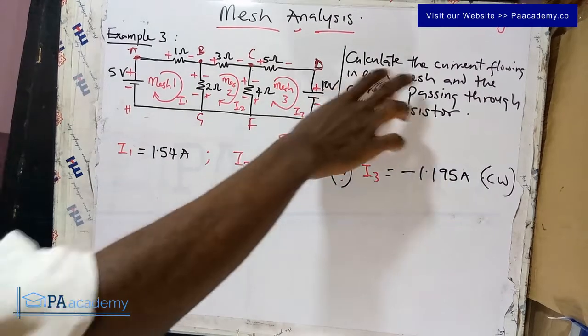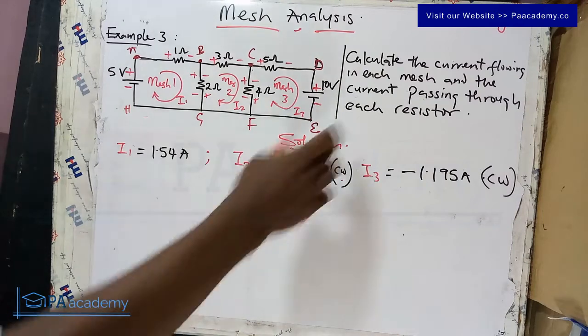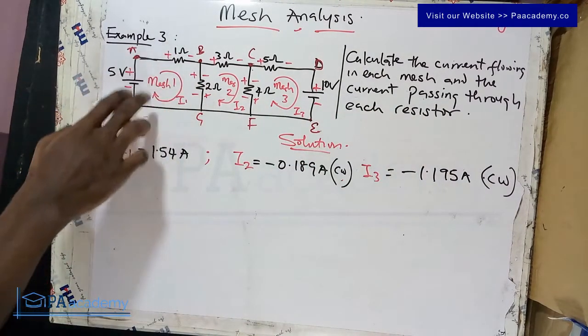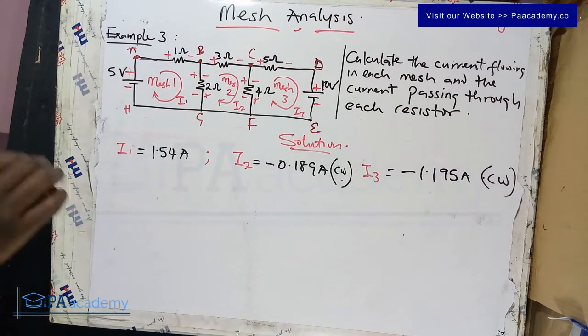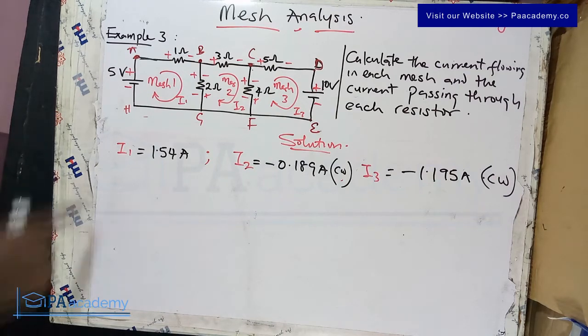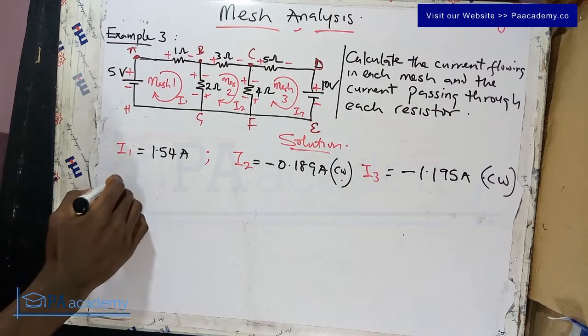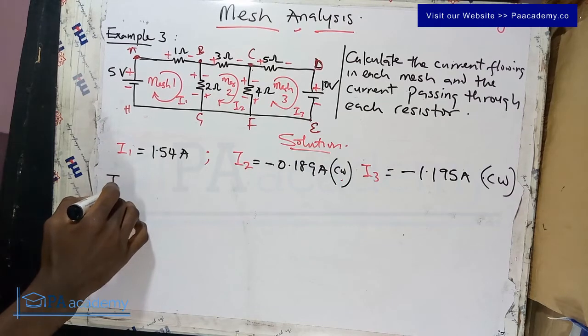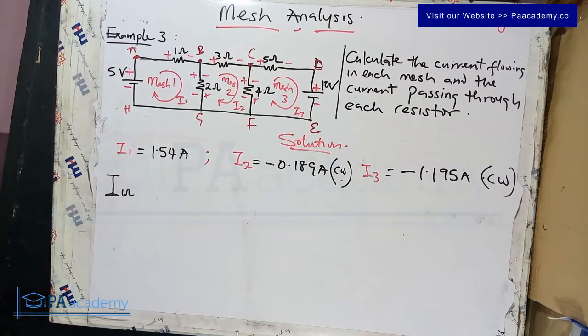So now we've been able to answer the first part of the question that says calculate the currents flowing in each mesh. Now we have to calculate the current that is passing through each resistor. If you look at this circuit again, we have 1, 2, 3, 4, 5 resistors. So we have to calculate the current that is flowing through each of them. To start with, let's start with the current flowing through the 1 ohm resistor, which is this one. We are going to represent it with the current I for the 1 ohm resistor.